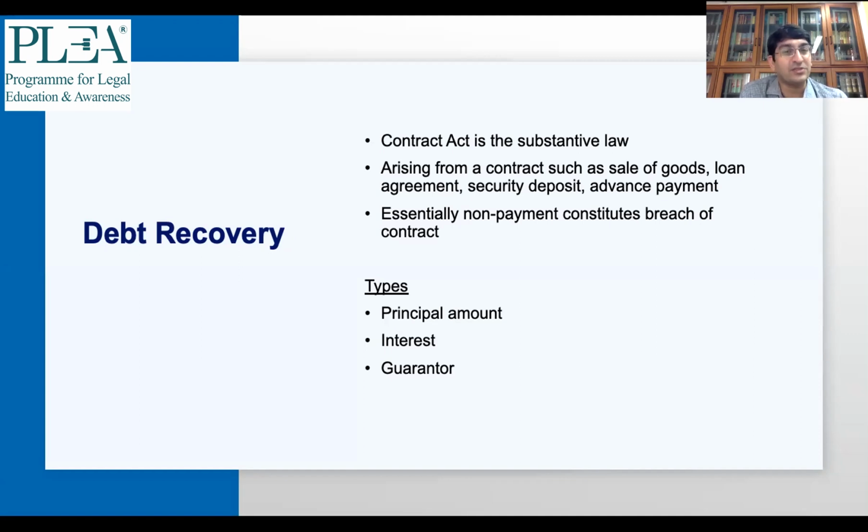If a contract does not specifically talk of interest on delayed payment, then in such a case, can interest still be charged? Do the courts have the power to charge interest? So these are also aspects of debt recovery that we should keep in mind.